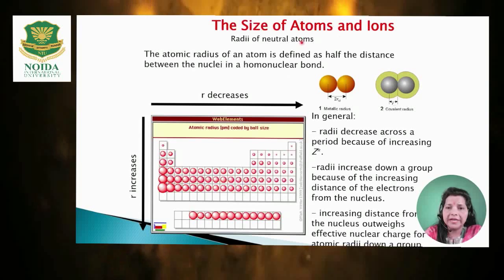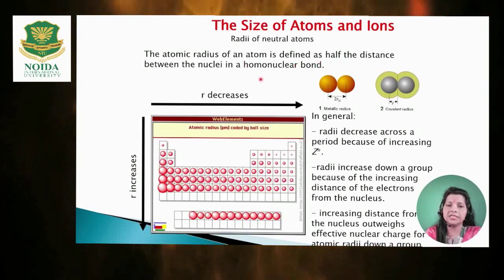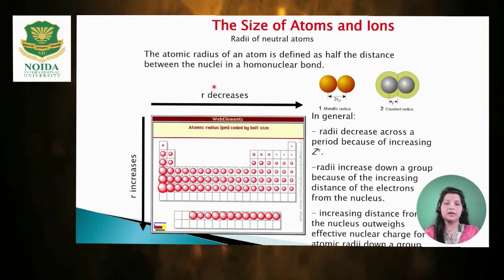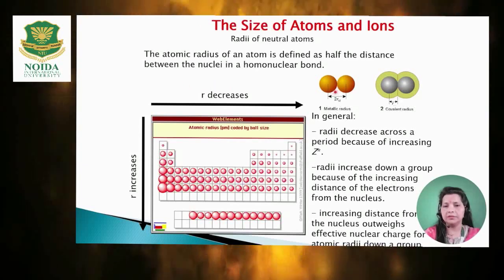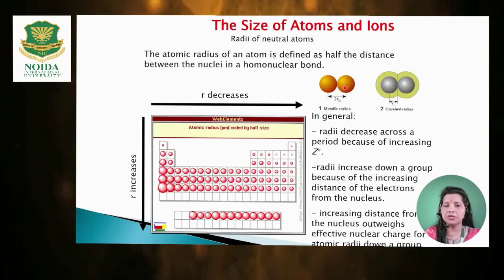Now the size of atoms and ions. What is the size, or what you can say the radius, of any atom or molecule? The atomic radius of an atom is defined as half the distance between the nuclei in a homonuclear bond. Homonuclear means both the nuclei are the same. This is the total distance between the two nuclei; if you take half of it, then it is the atomic radius.